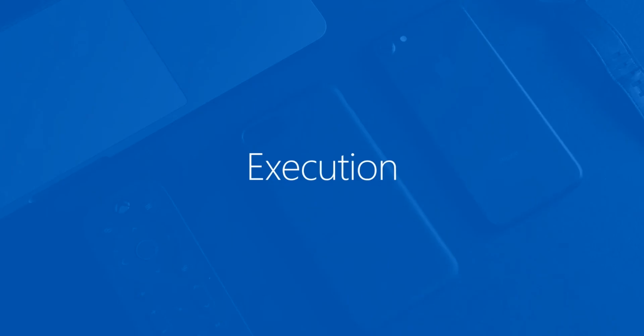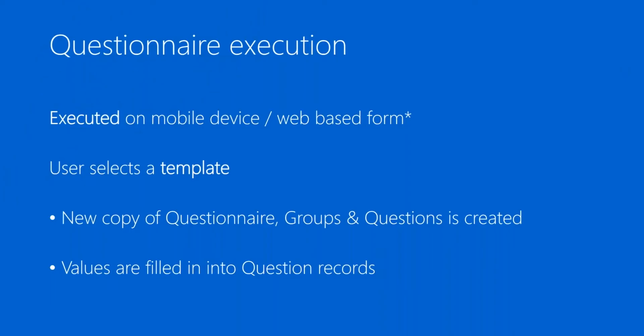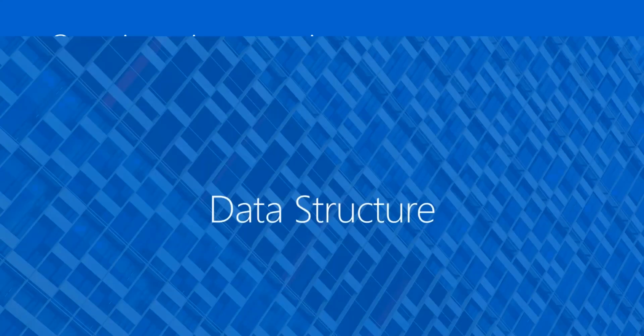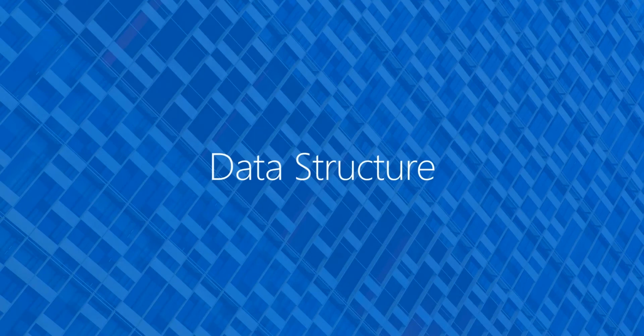Let's talk a little bit also about the execution of the questionnaire, which basically means that if you take a mobile device, or in the future a web form, for executing the questionnaire, the user will just select one of the templates which have been predefined by the designer, and this will create a copy of the template. So it will copy the questionnaire, the groups, the questions, and the user can start filling in answers into these question records. And to understand how this works, we need to talk about the data structure.